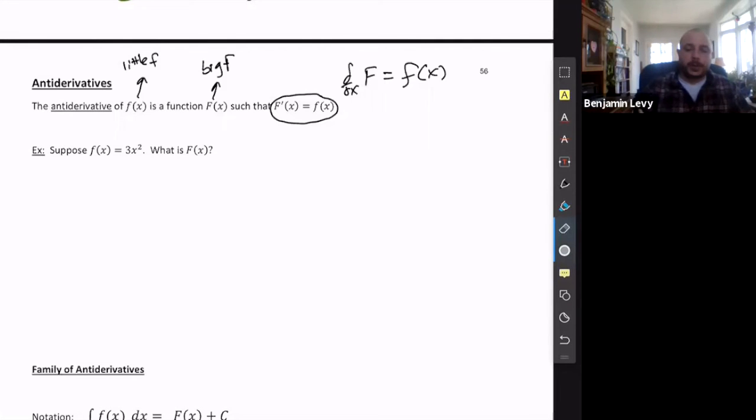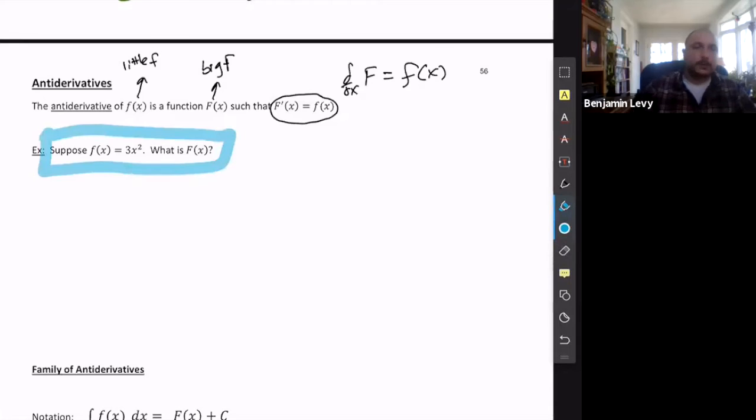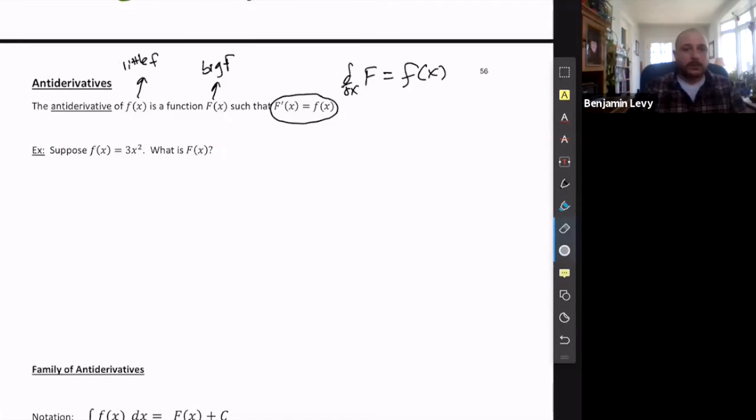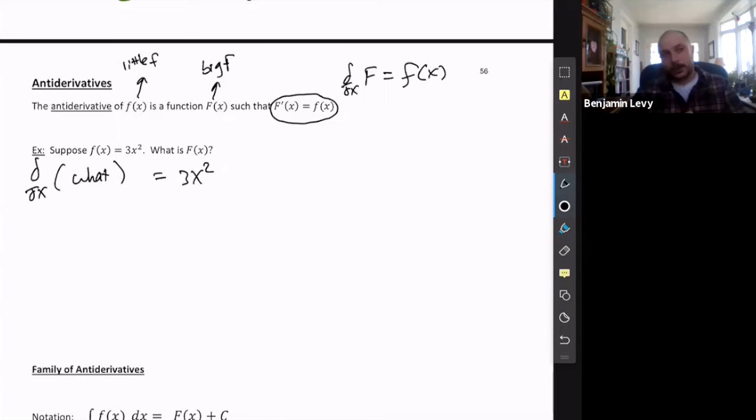And so if we're looking at this first problem, it'd be really great if everyone just focused in and thought about this idea. If our little f is 3x squared, what is big F? In other words, I take the derivative of what to get 3x squared? That's the notation I'm trying to get across here. What do I need to take the derivative of to give me 3x squared?